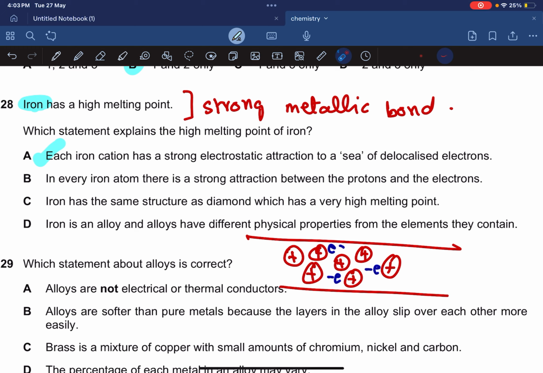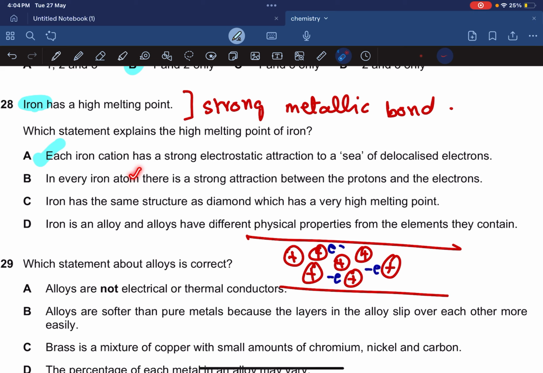In every iron atom, iron does not have atoms, it has ions. These are ions, these are positive ions. In the iron lattice, you don't have atoms, you have ions, because the atoms have lost their outer shell electrons. This outer shell electron from the iron atom has gone out, hence it has formed an ion.